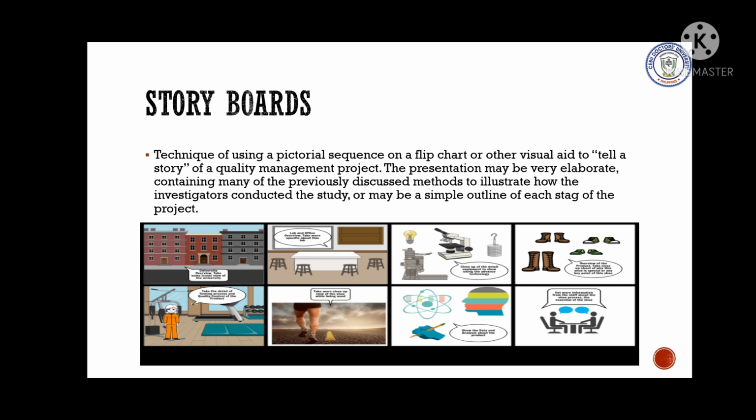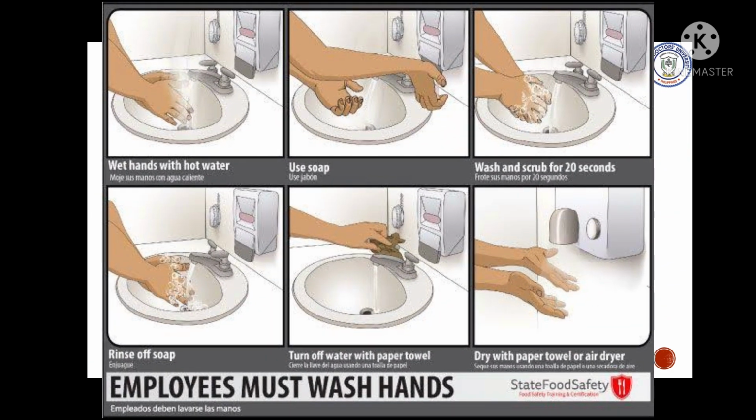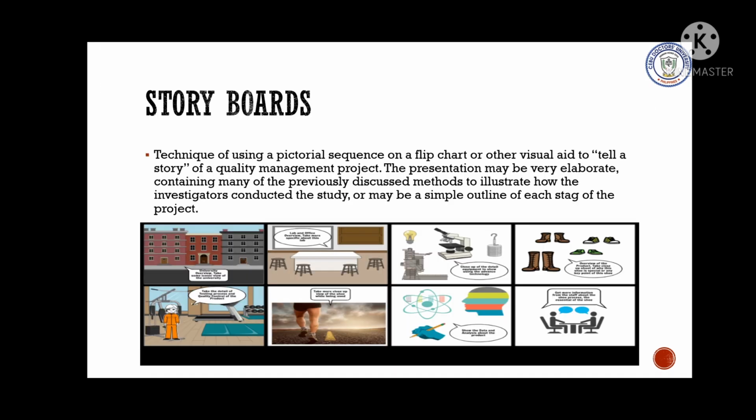The presentation may be very elaborate, containing many of the previously discussed methods to illustrate how the investigators conducted the study, or may be a simple outline of each stage of the project. A very good but simple example of a storyboard is the hand washing technique announcement in the restrooms, where there are photos of the step by step process on how to properly wash your hands, like what should be the placement of your fingers, the palm, how many seconds you should be washing in that position. That one is a very good example of a storyboard.